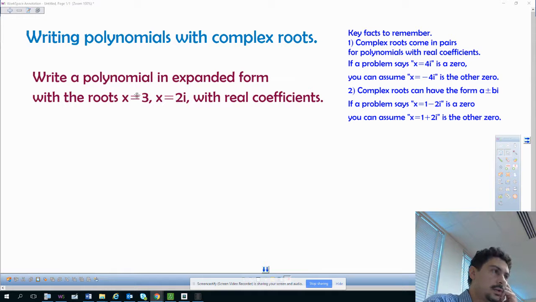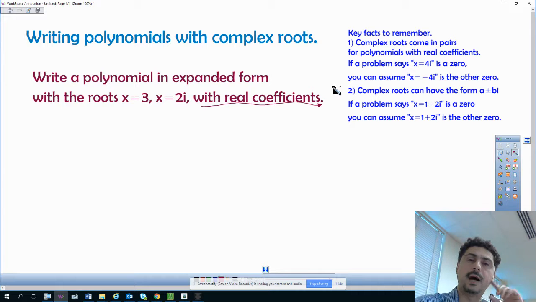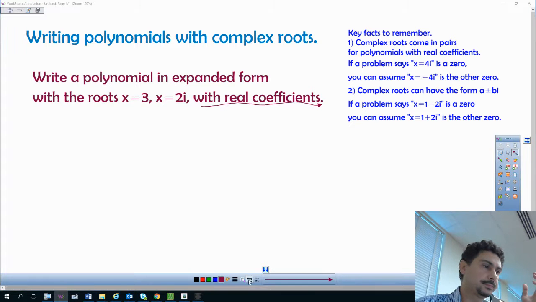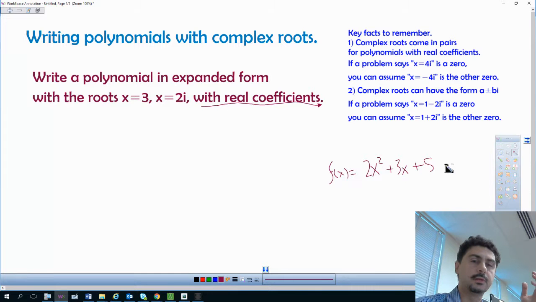And I want you to take a hard look when it says write a polynomial in expanded form with the roots x equals 3 and x equals 2i. And then it says with real coefficients. Now, this little part right here with real coefficients tells us a lot about what they want. They're looking for a standard polynomial, things like 2x squared plus 3x plus 5.